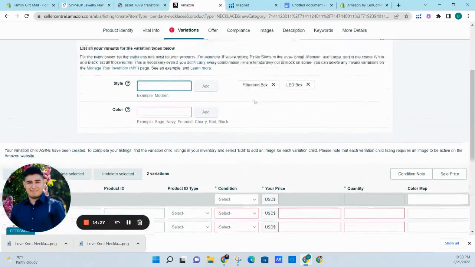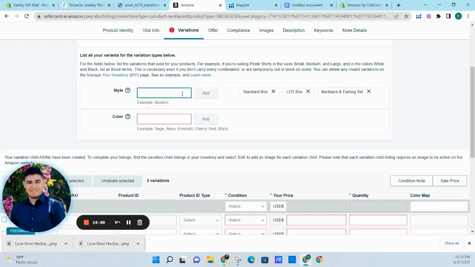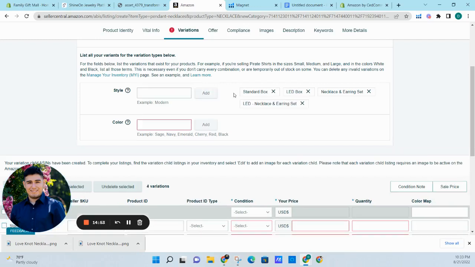So I'll call it necklace and earring set, right? I'll probably call it like this. And here I call it LED necklace and earring set, right?